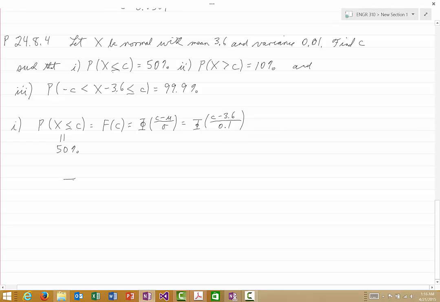Let's summarize it down here. Phi of (C minus 3.6) over 0.1 is equal to 50%.